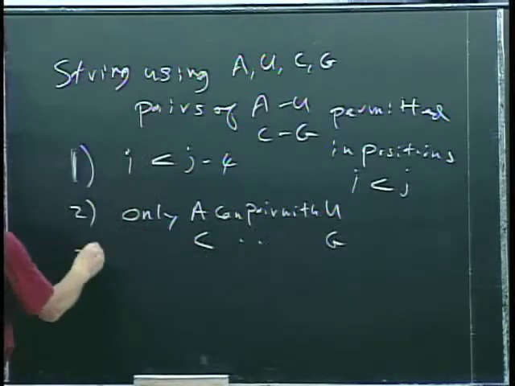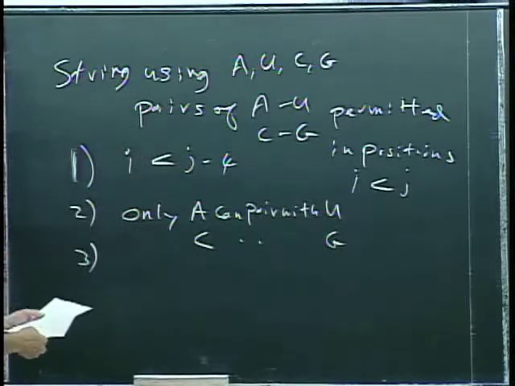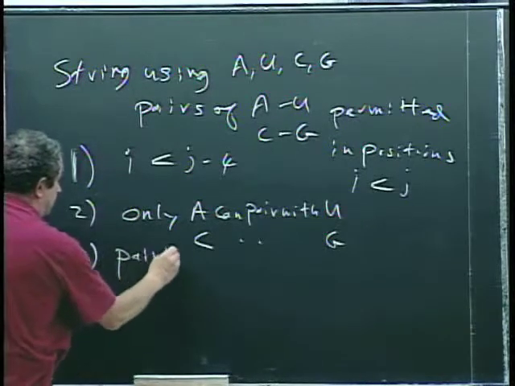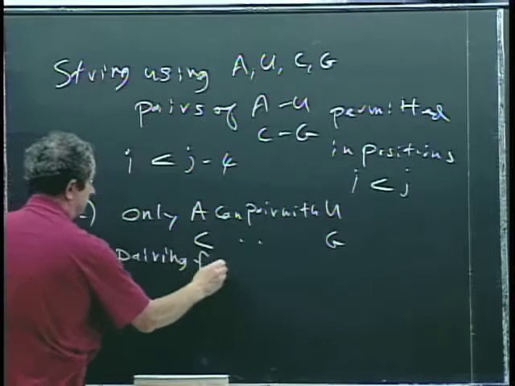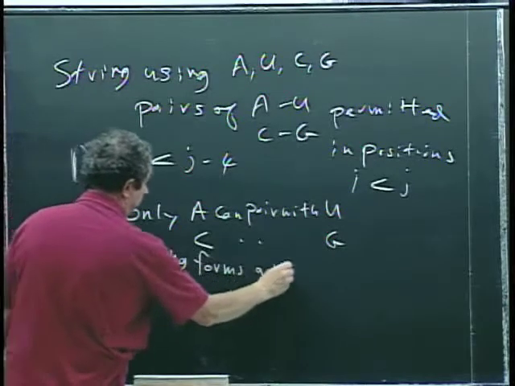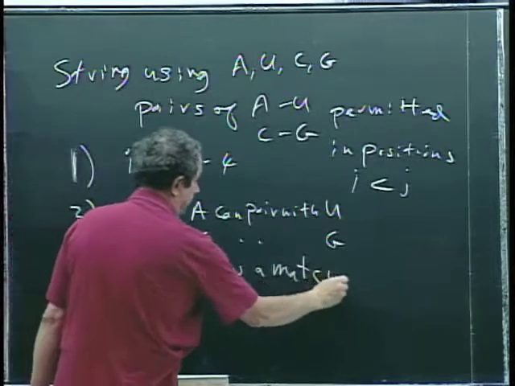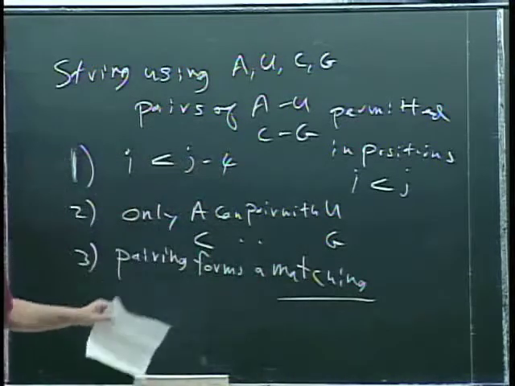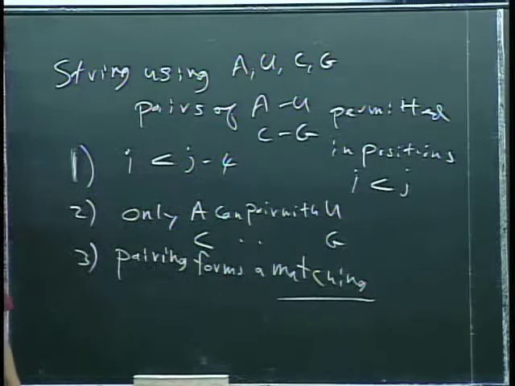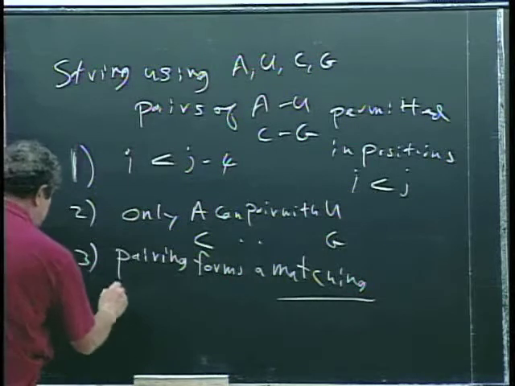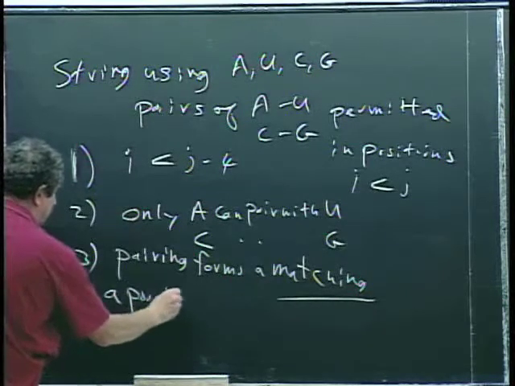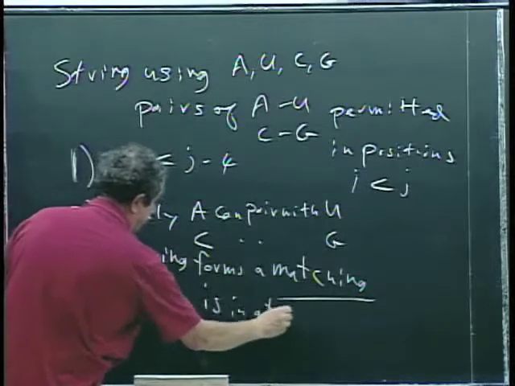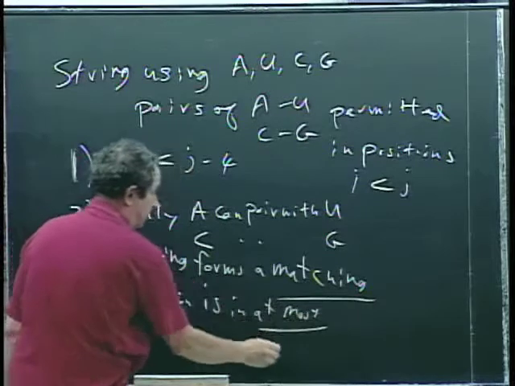Third condition is that the pairing has to be a matching. Pairing forms a matching. And what that means is that each position is involved in at most one pair. So a position is in at most one pair.